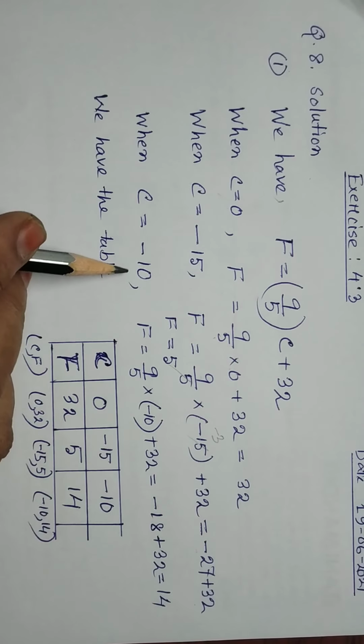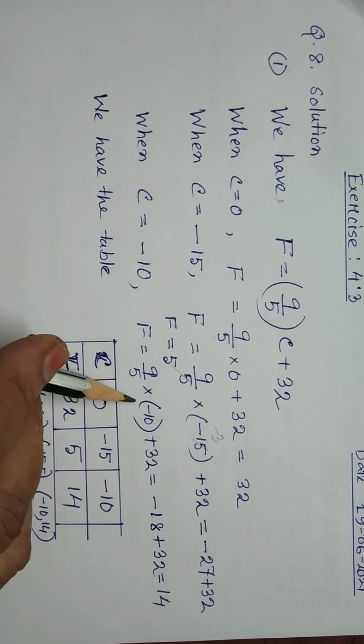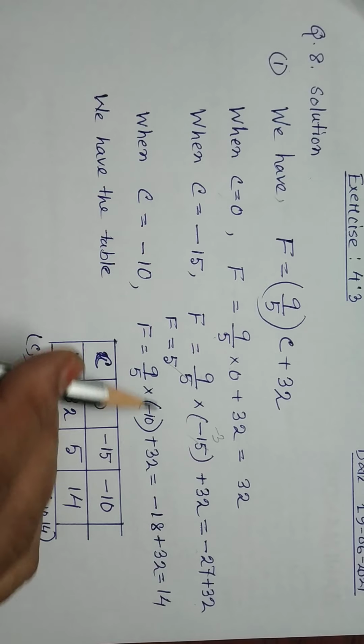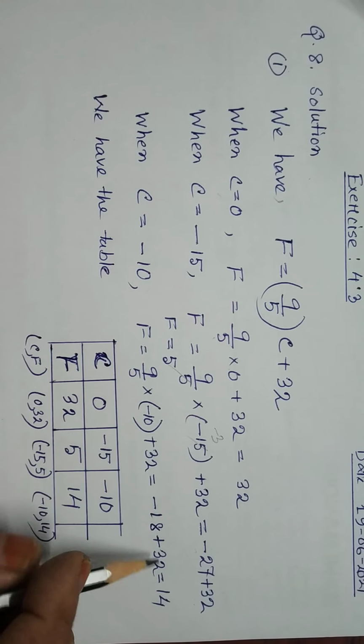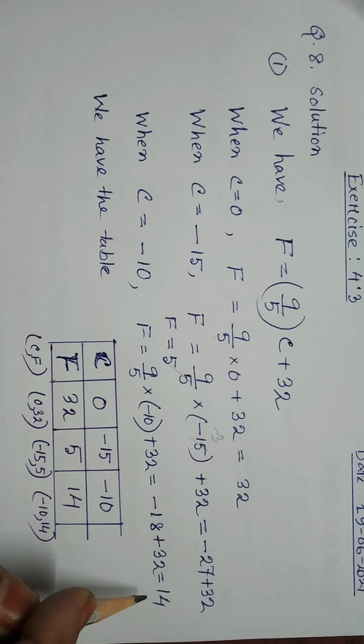And when C is equal to minus 10, then F will be 9 by 5 into minus 10. If we cancel 5, then minus 2 into 9 is minus 18, plus 32. Then this will be plus 14, since 32 minus 18 is equal to 14.